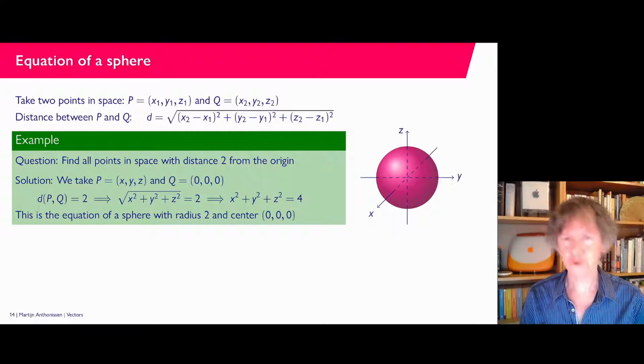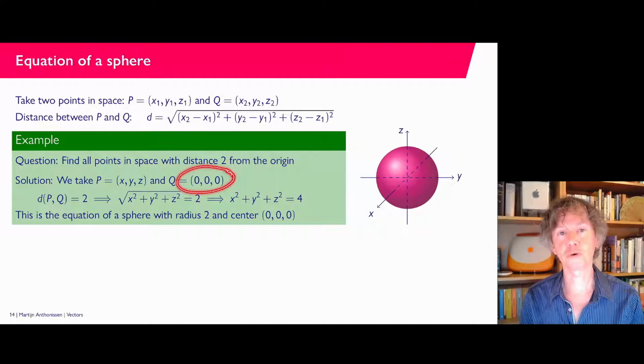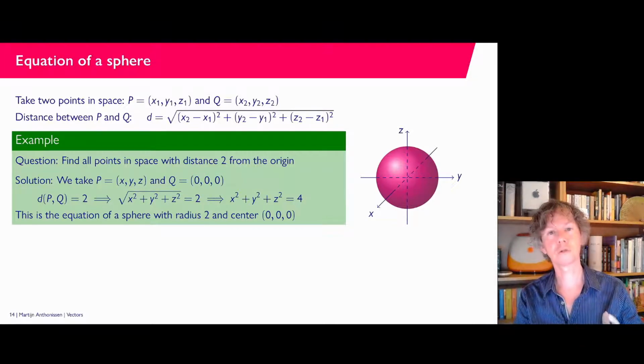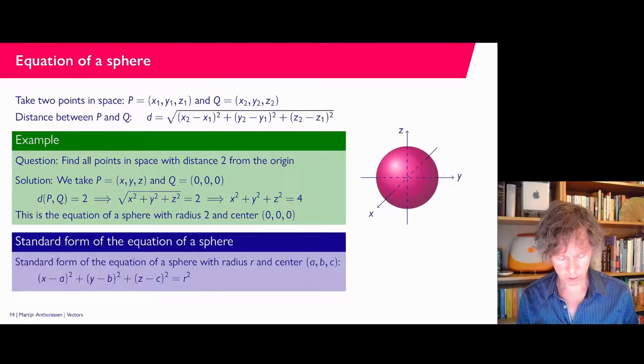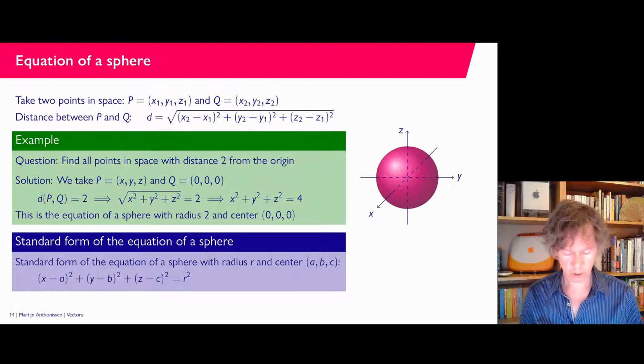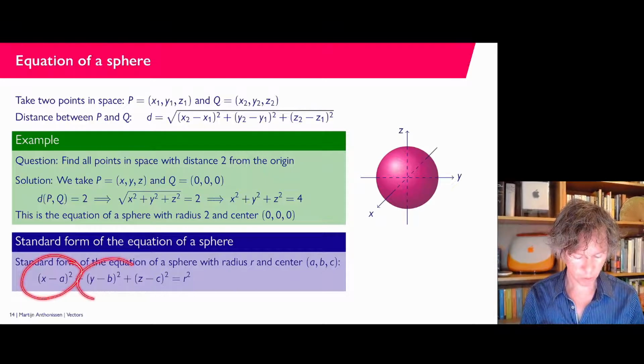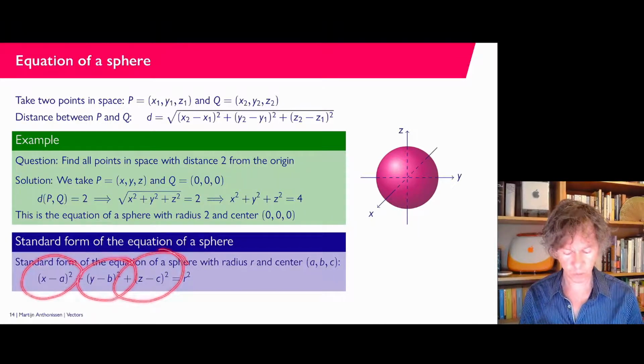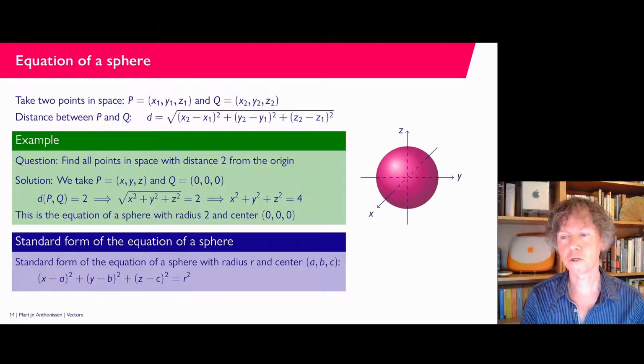Now, you can easily generalize that. If I would not pick a radius of 2 but a radius of r, then I would find r squared here. And if I would not pick 0, 0, 0, but for instance a, b and c, 3 numbers, then I just move the ball in space to a different position, and what you find then is the standard form of the equation of a sphere in space, which is (x minus a) squared plus (y minus b) squared plus (z minus c) squared equals r squared. So that is the equation of a sphere in space.